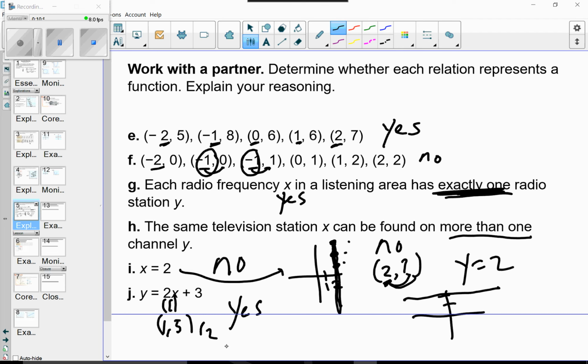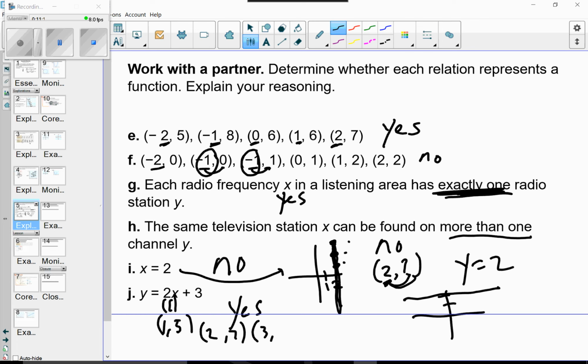If I put a 2 in for x, 2 times 2 is 4, 4 plus 3 is 7. So every number I put in for x is going to be unique, and it's going to give me a y value. So if I put in a 1 for x, I'm going to get a 5 for y. I can't put a 1 in for x and get something different besides 5. So every x is going to have one y.